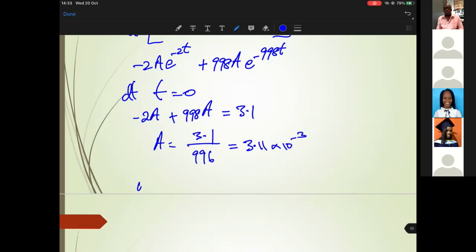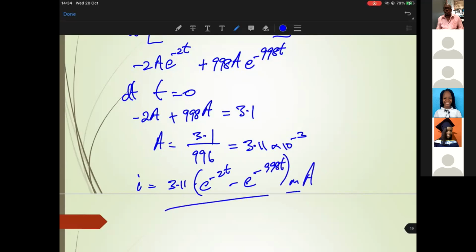Okay, so it means that I is equal to 3.11 times e to the minus 2t minus e to the minus 998t milliamperes. And that's it.